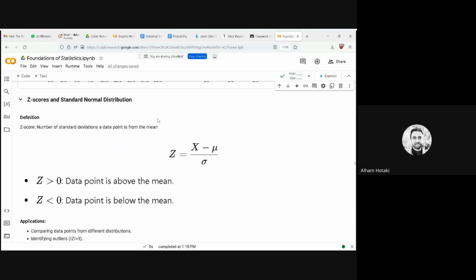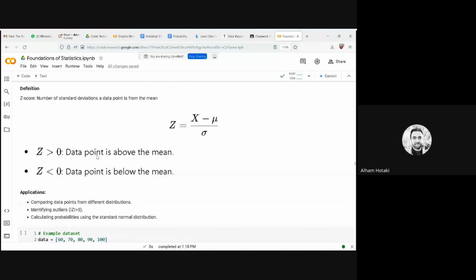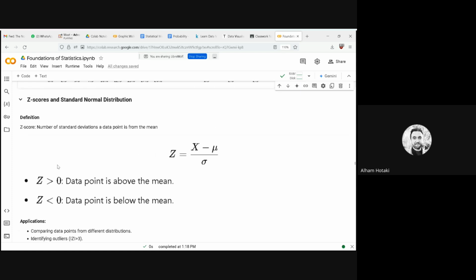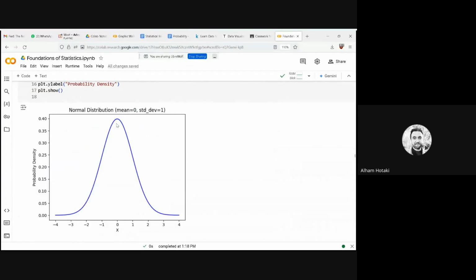That's called z-score and the standard normal distribution. We have covered what a normal distribution is, so we now understand this type of continuous distribution. But what is the z-score for it? Z-score is the number of standard deviations a data point is from the mean. If you have a data point with z larger than 0, then the data point is above the mean. Say this is a normal distribution, and this is the mean of it, where z equals 0.